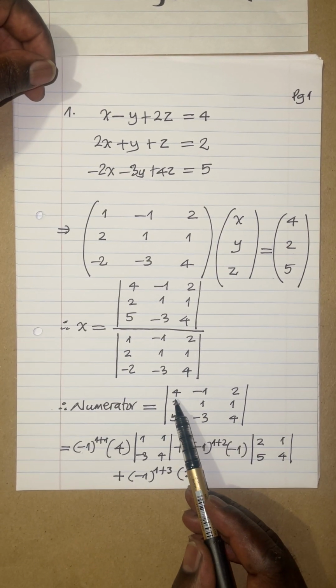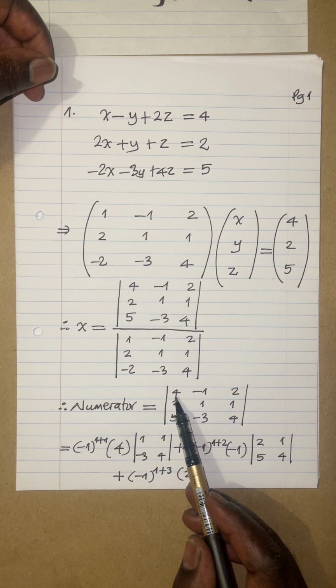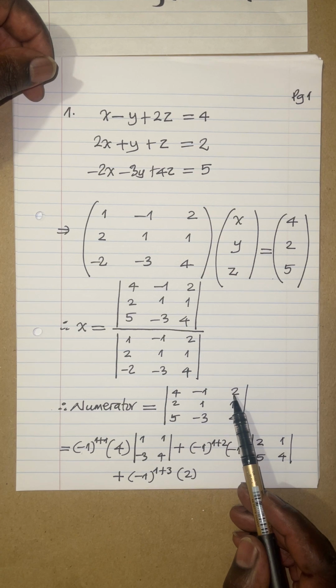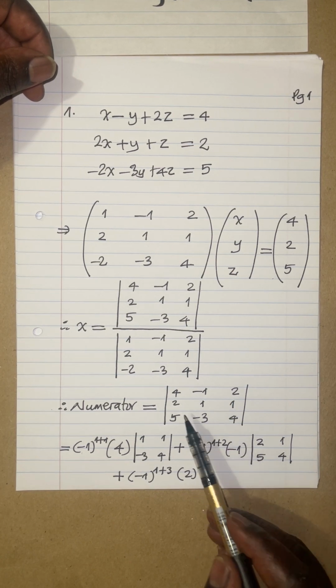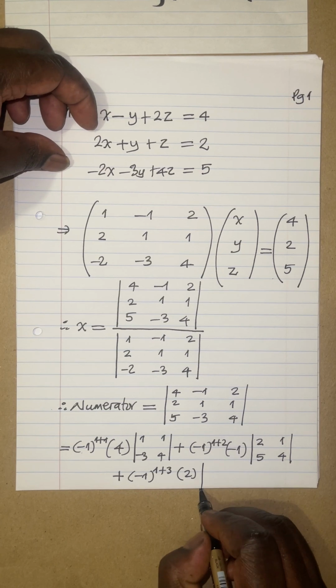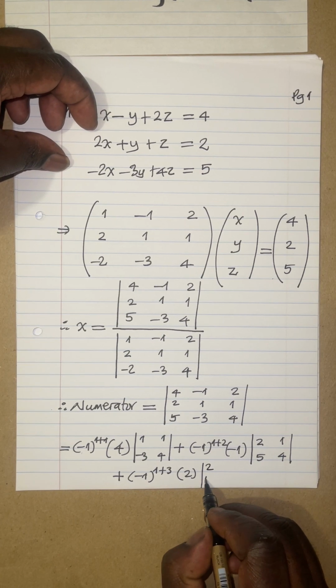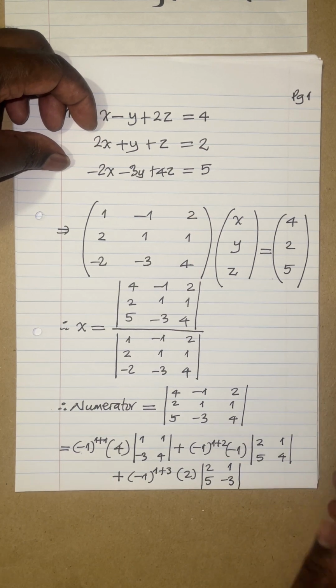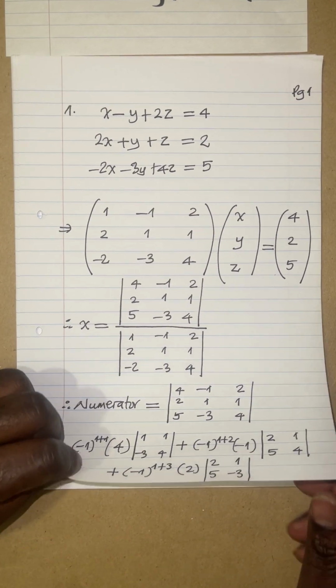If you take 4, you avoid numbers that are in the same row and the same column. If you take minus 1, you avoid numbers that are in the same row and the same column. Take 2, avoid numbers in the same row and same column. So you're going to focus only on 2, 5, 1, minus 3. So this is going to be multiplied by the determinant of 2, 5, and then 1, and then minus 3. Right. So let's work on this expression then.